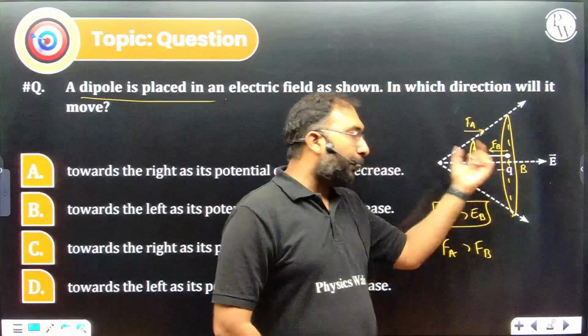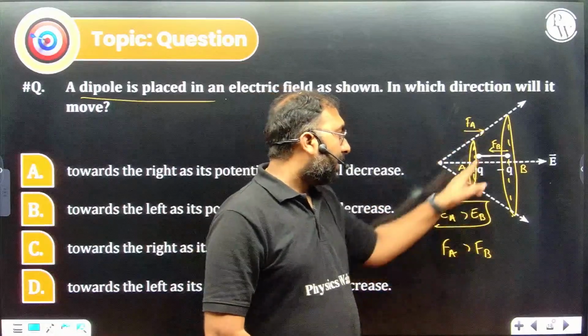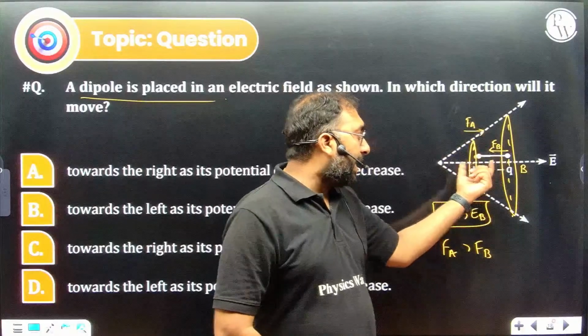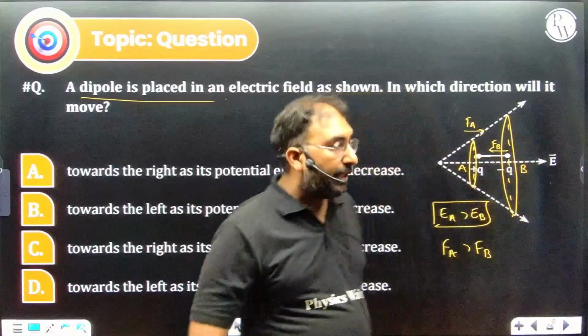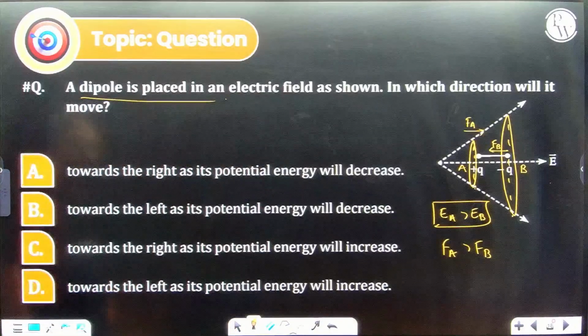So on this dipole there are two forces acting, FA and FB. But FA is greater as compared to FB. So this entire dipole should move in the direction of FA. So what should be the answer?